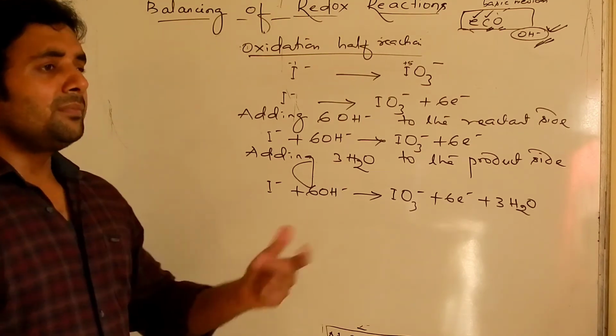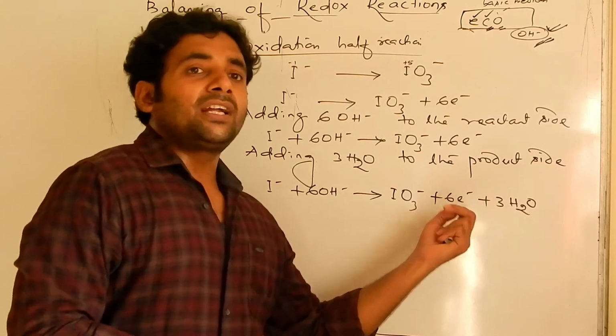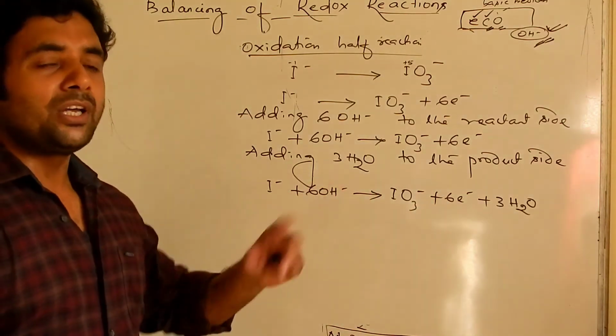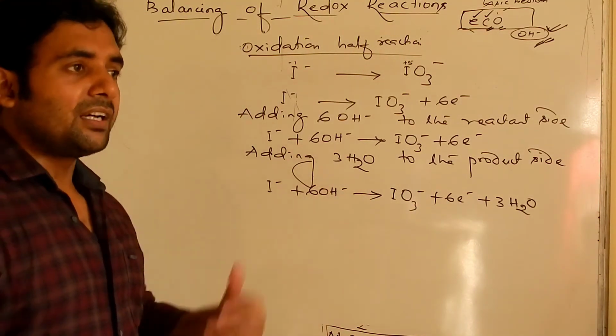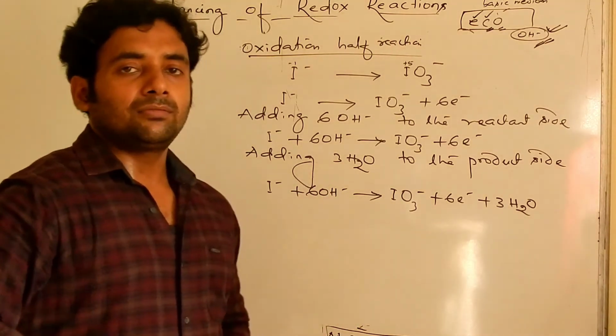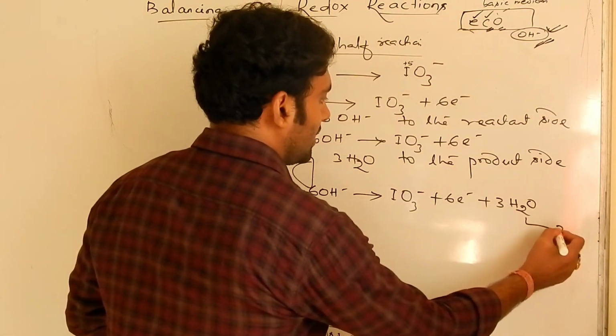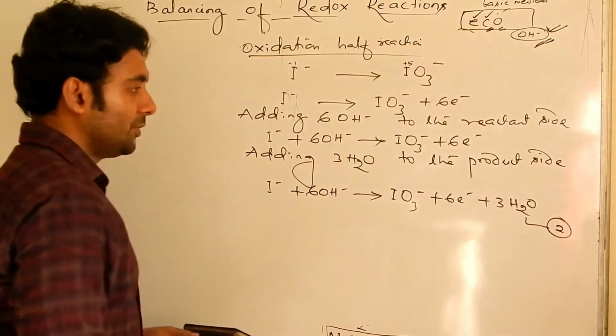If by any means you have reached up to this step and you are not getting hydrogen balanced, that means somewhere you have committed a mistake. Just check once again, you will definitely identify where you have committed the mistake. So this is the balanced oxidation half reaction, let it be equation 2.